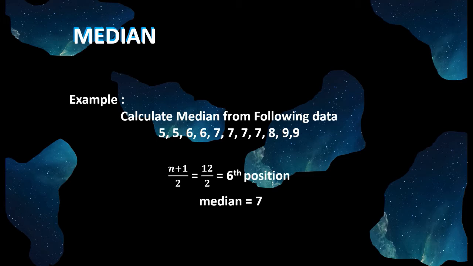You can see it on the slide, and because we know the formula is n plus 1 over 2, n plus 1 is 12, and so we divide 12 by 2. So the result is the 6th position. Because we know the 6th position is 7, the median is 7. Okay, the third one we have is mode.